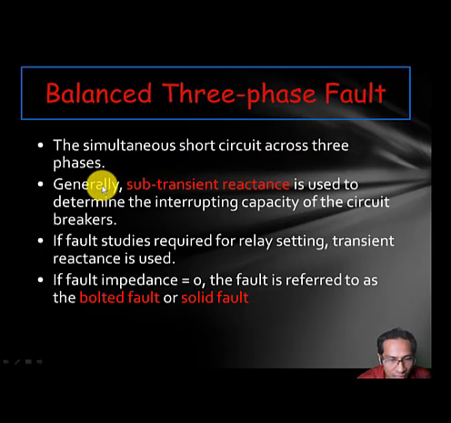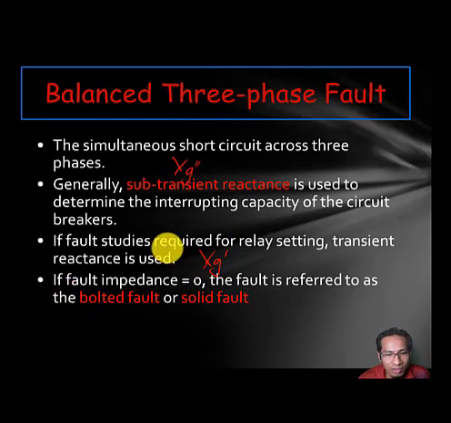Generally, subtransient reactance is used to determine the interrupting capacity of the circuit breakers. So we use subtransient reactance to determine the interrupting capacity of the circuit breakers. If fault studies are required for relay setting, transient reactance is used. This is what I said just now. Xg double prime, subtransient reactance, is used. For the relay setting, we use Xg prime. This may be new for you, because previously we only used Xg for the generator, the steady state reactance.